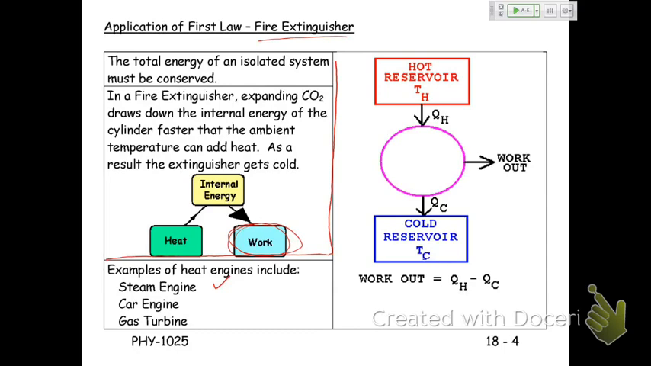A car engine is also an example of a heat engine, and a gas turbine. Gas turbines are used in power stations, and basically you get gas coming in, it spins a wheel, which makes electricity. And these are ways of converting heat into work. It's the way it's done. And so for them to work, we need a hot reservoir, and that's our fuel.